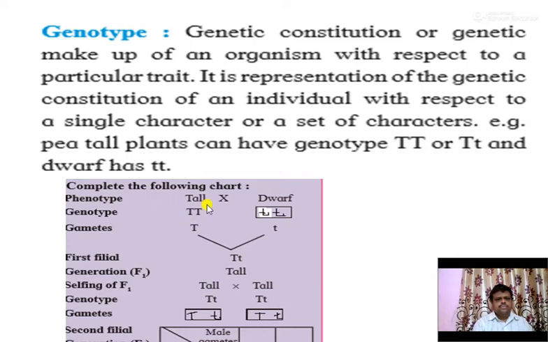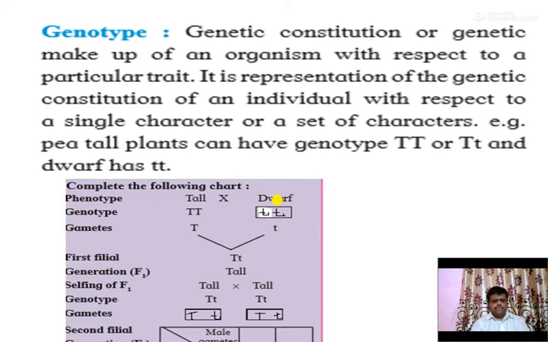This is phenotype. This is tall and the dwarf. These are two phenotypes. So phenotype means it is an external appearance of an individual for any trait. So this is the external appearance, that is the tallness and the dwarfness. So this is simply regarding the phenotype. Now just move towards the genotype.